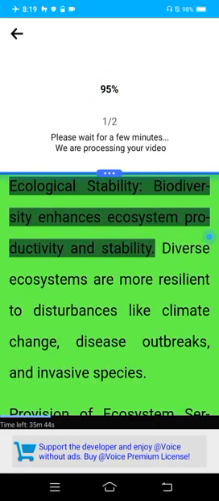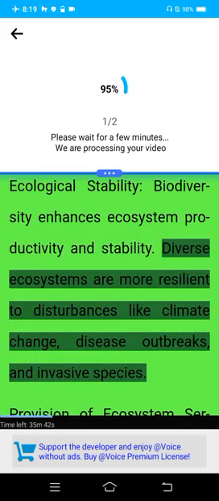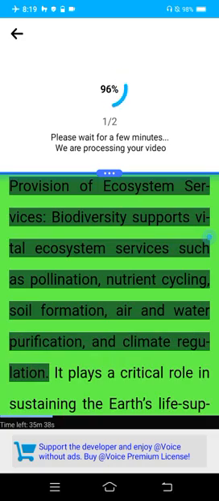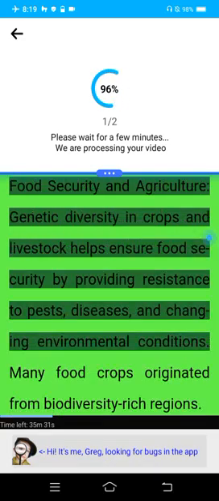Importance of biodiversity. Ecological stability. Biodiversity enhances ecosystem productivity and stability. Diverse ecosystems are more resilient to disturbances like climate change, disease outbreaks, and invasive species. Provision of ecosystem services. Biodiversity supports vital ecosystem services such as pollination, nutrient cycling, soil formation, air and water purification, and climate regulation. It plays a critical role in sustaining the Earth's life support systems.